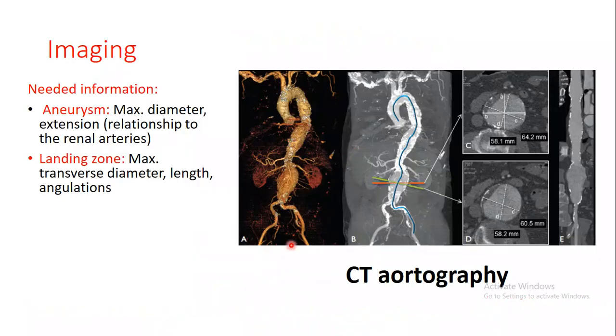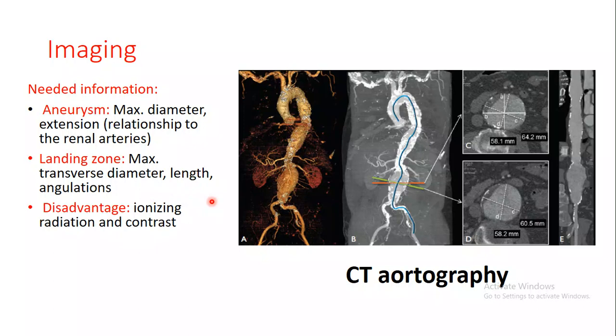CT aortography is an important investigation, not only for detection of the number of aneurysms, maximum diameter, and potential complications like dissection or mural thrombus, but also in procedural planning, assessing the landing zone for its diameter, length, and angulation. This is especially important for percutaneous solutions like TEVAR or EVAR planning.